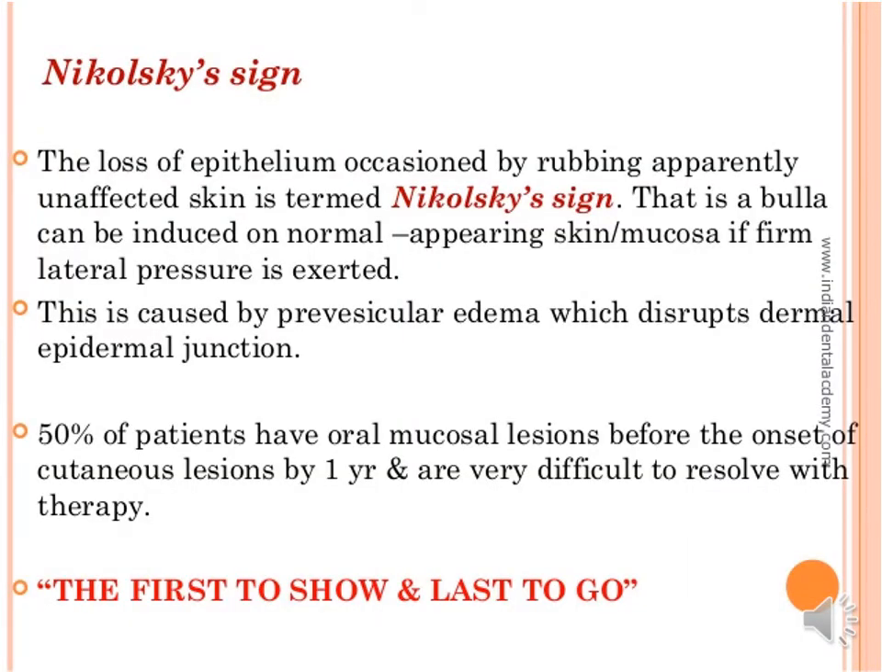What does Nikolsky sign mean? Nikolsky sign is the loss of epithelium associated with rubbing apparently unaffected skin. That is, a bulla can be induced on normal-appearing skin or mucosa if firm lateral pressure is exerted. This is caused by a perivascular edema which disturbs the dermal-epidermal junction. 50% of patients have oral mucosal lesions before the onset of cutaneous lesions by 1 year, and they are very difficult to resolve with therapy. The first to show and last to go. The first thing to show, but the last one to go with treatment.